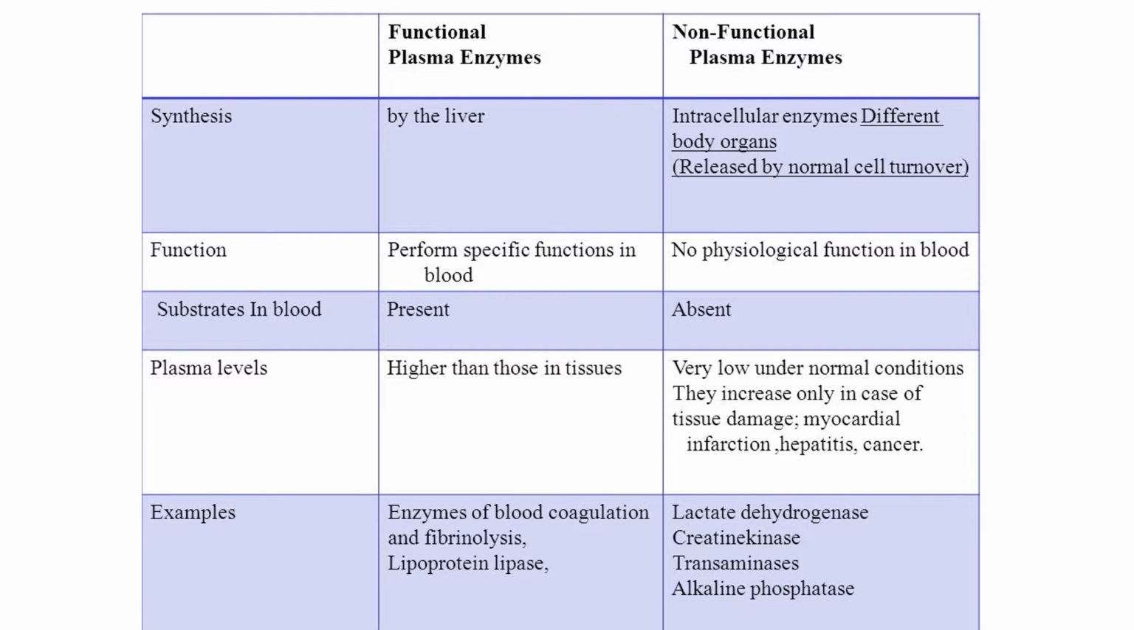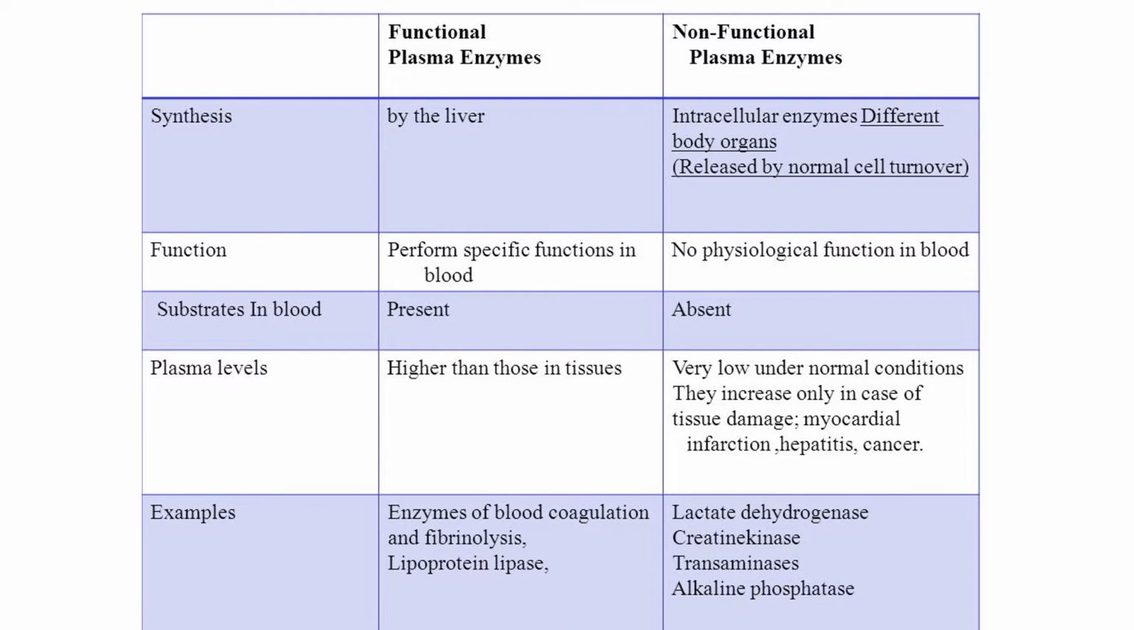The non-functional plasma enzymes in normal circumstances, when the person is disease free, are very low in concentration. But their concentration may increase if a tissue or organ undergoes damage, like in case of myocardial infarction. The heart muscles are undergoing ischemia, there is necrosis, and there is a leakage of enzyme from inside the cell into the plasma.